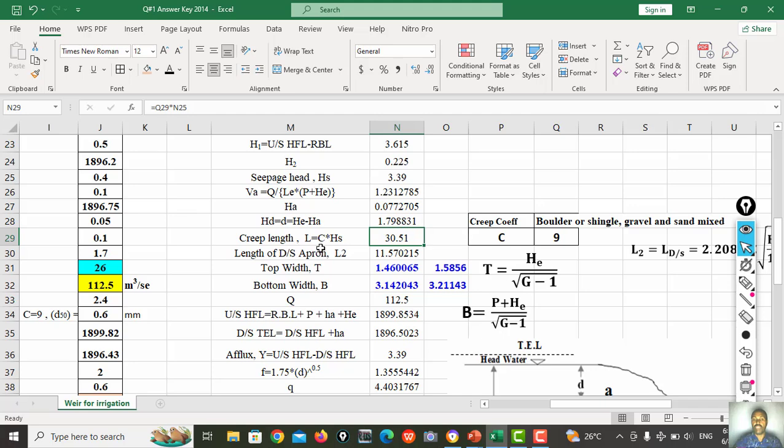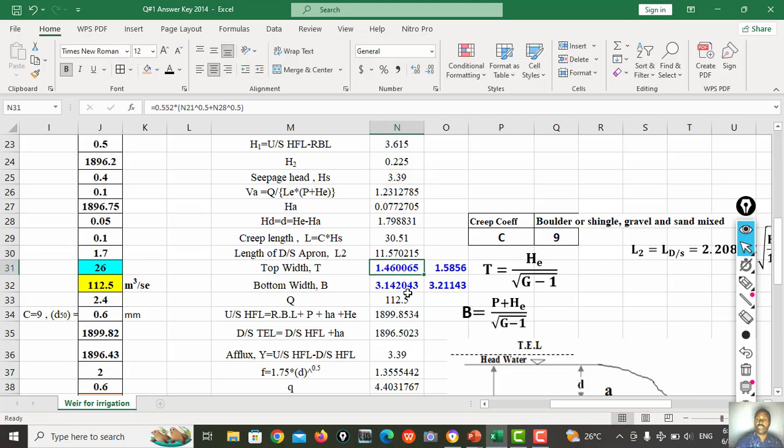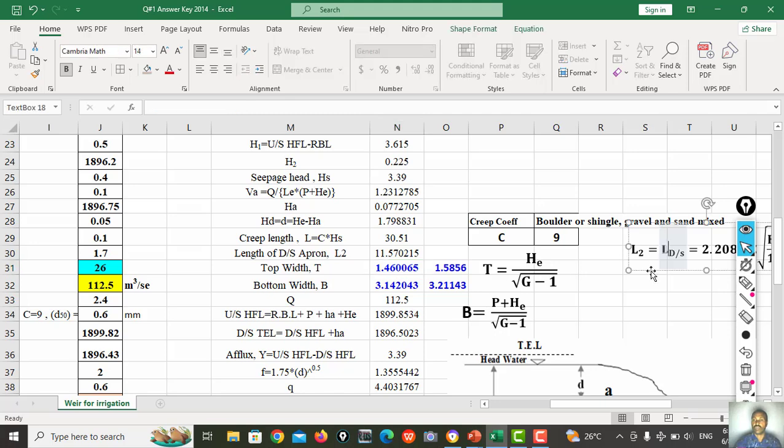The creep length is just the creep coefficient times the seepage head. For the seepage head, you have boulder or shingle, which gives the coefficient of creep. You multiply by the seepage head, then you get 30.51. Then the length of the downstream apron, you have this one according to the equation.